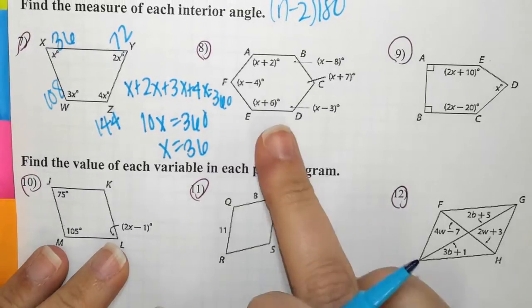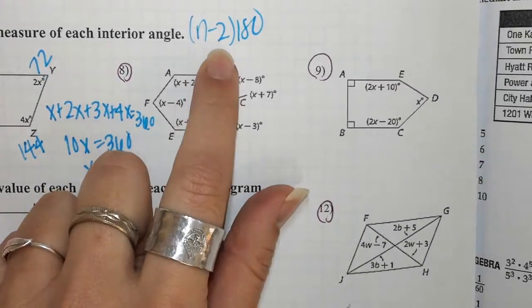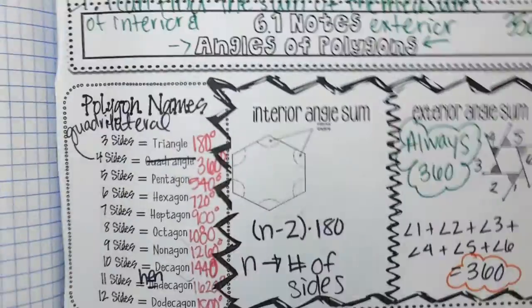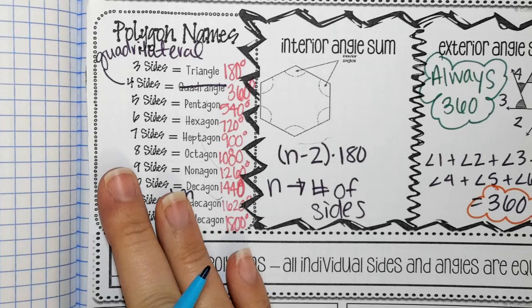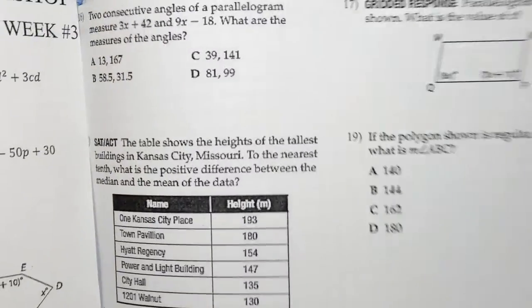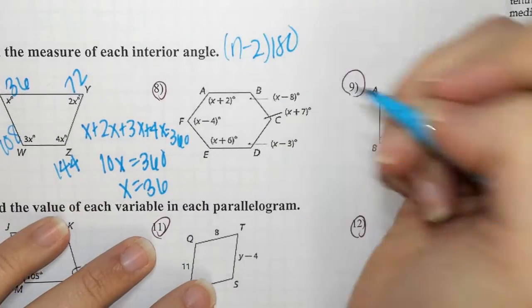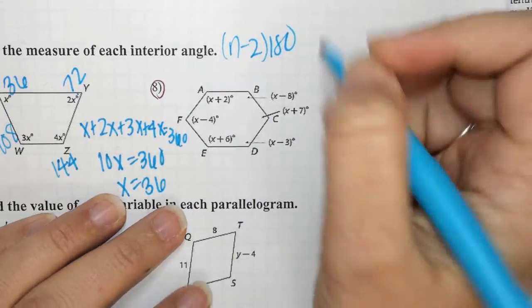Alright, now, if we didn't know what a 6-sided figure is equal to, we could do n minus 2 times 180, or we could turn to our notes where we wrote everything down. Isn't it magic? So what are we going to add all these up and set it equal to? 720.